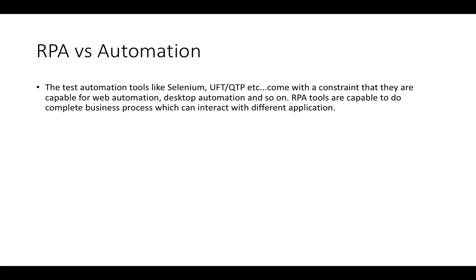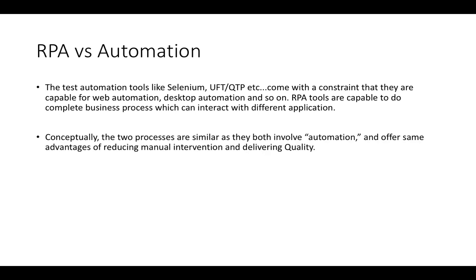But RPA tools are capable of complete business process automation, which will interact with different applications. And ultimately, if you ask me, both are doing the same thing, right? RPA is also doing automation, Selenium is also doing automation. So conceptually they are similar because they both do automation, and they offer the same advantage. Our main goal is to reduce manual intervention, right? So both RPA and automation are conceptually the same.